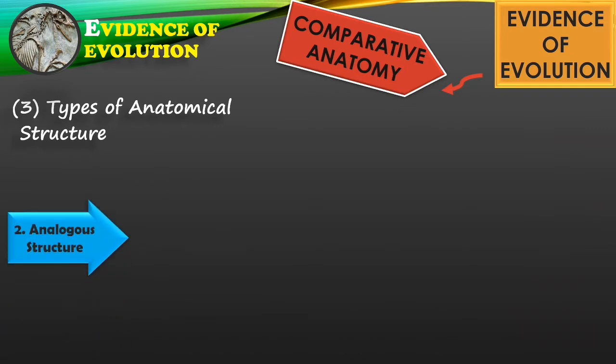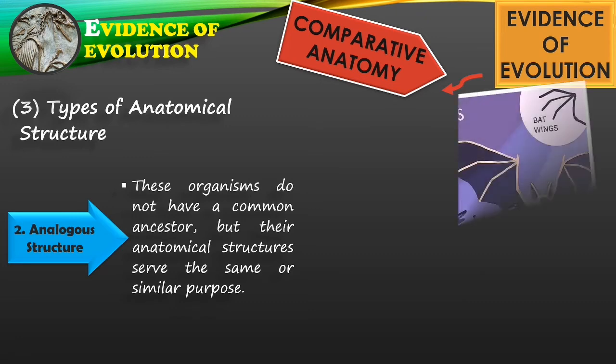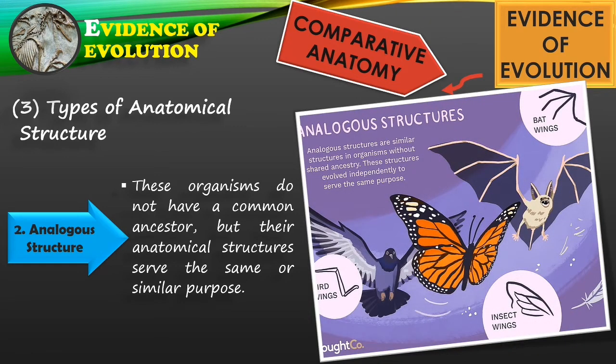Two, analogous structure are those that are the same among different species that are not related. These organisms do not have a common ancestor, but their anatomical structures serve the same or similar purpose. A different ancestry can still lead to body parts with the same function. For example, the wings of butterflies and bats. The wings are both similar in shape and function, but butterflies and bats are different species and do not share a common ancestor.